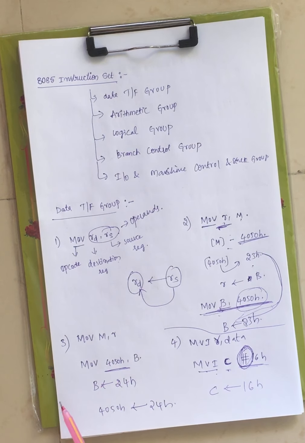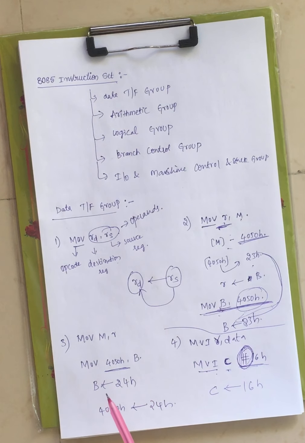Now coming to the third instruction, MOV M, R. I can give an example, that is MOV 4050H, B. The meaning of this instruction is that B is a register, and B will store some 8-bit data. That data is moved to the memory location that is specified within the instruction. Let us assume B is storing the data 24H or some other data. That data is moved to the memory location specified within the instruction.